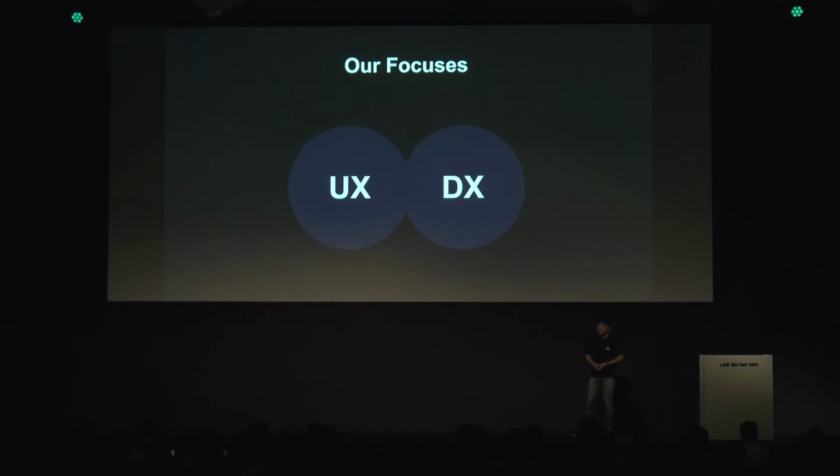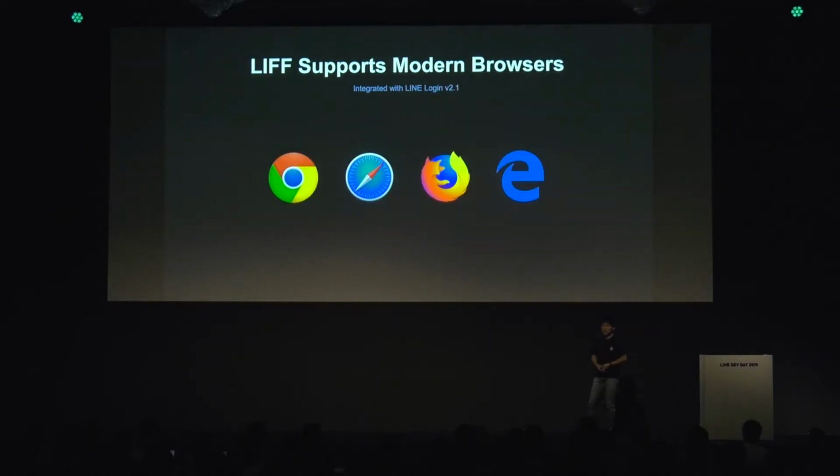So what are the new features? I will explain about them. Firstly, LIFF version 2, the major characteristic is that modern browsers are supported. So including this feature, LIFF, by being integrated with LINE login, there are many features that have been realized in version 2.